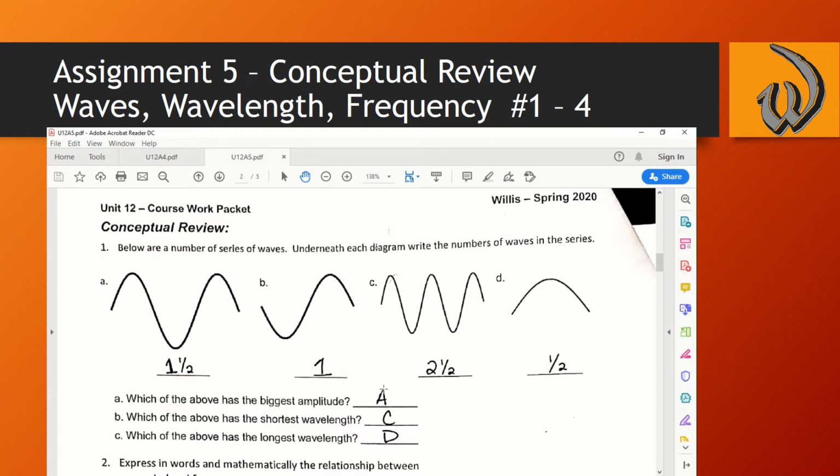Your biggest amplitude is going to come from letter A. Again, amplitude is from origin all the way up to your maximum. You'll notice that that is the tallest set of waves that you have there. If you wanted to measure them, go for it.